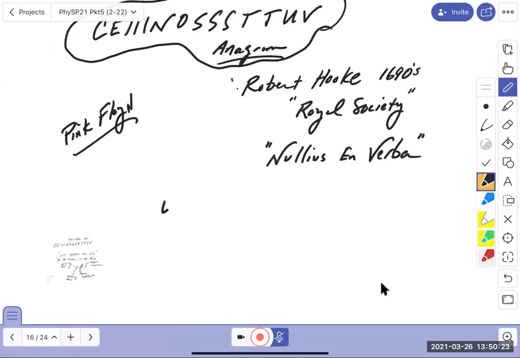This stands for Ut tensio sic vis. Anybody here in Latin? If anybody's in Latin, you might recognize that phrase. It's a very famous phrase. You can look this up, and it'll talk about Robert Hooke. Ut tensio sic vis.